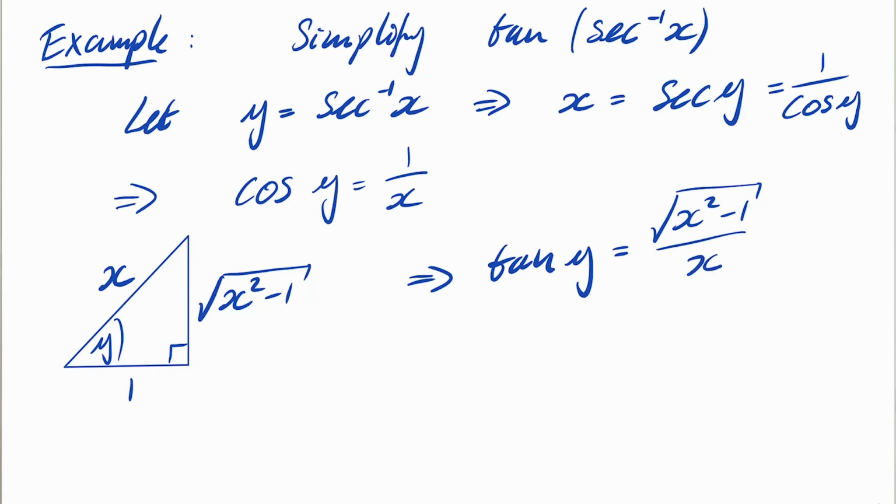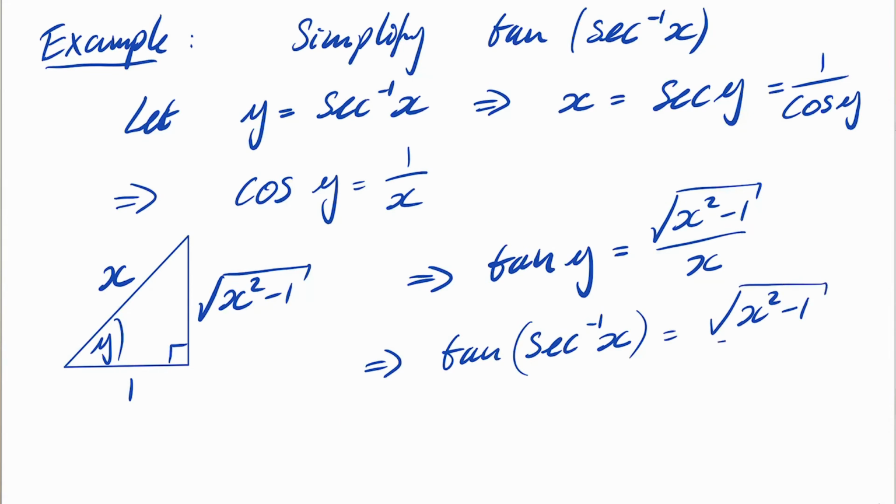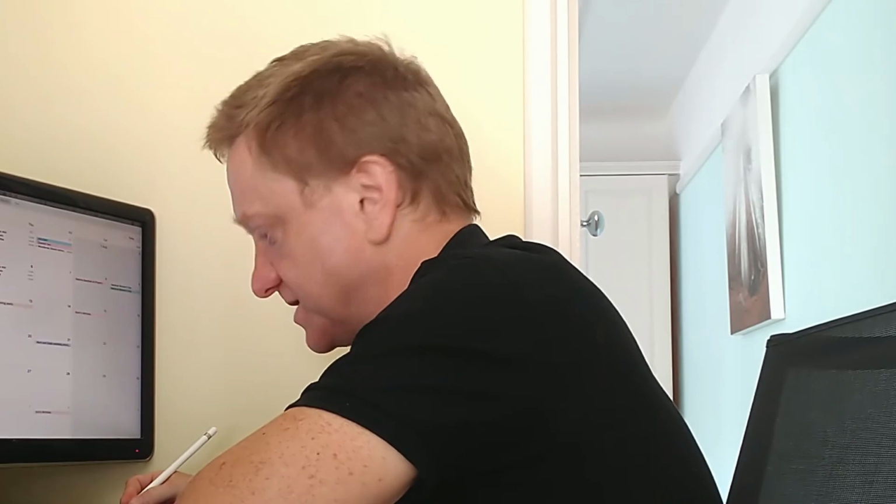And of course, tan of the inverse secant of x is what I'm after. Since y is the inverse secant of x, I now know that tan of sec minus 1 of x is just the square root of x squared minus 1. So it simplifies into an algebraic function, which is probably quite surprising. And you can play the same trick with any trig function of any inverse trig function and any inverse trig function of a trig function.